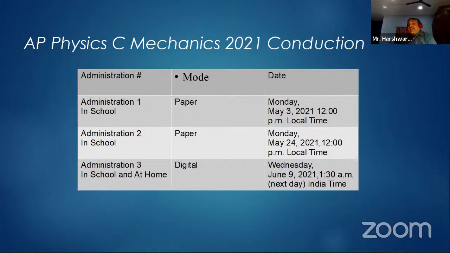Administration 3, anyway, you see the timing is also very inconvenient. It would be Wednesday, June the 9th, 1:30 a.m. So that would actually become June the 10th for Indians, if they are appearing from India. That is 1:30 a.m. in the night, so it can be really inconvenient. So I strongly recommend those of you who are taking it should take it either on Monday, May the 3rd or Monday, May the 24th at max.